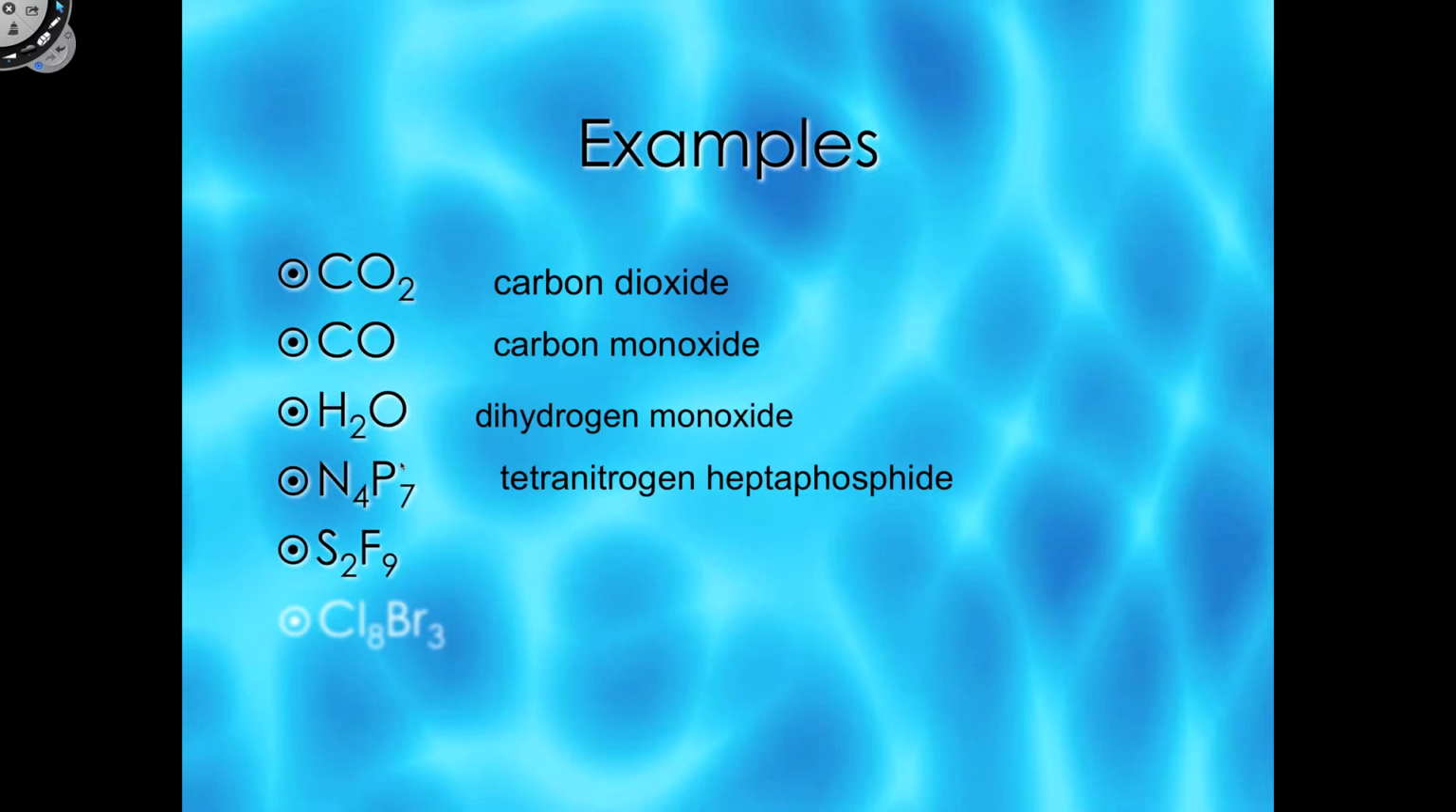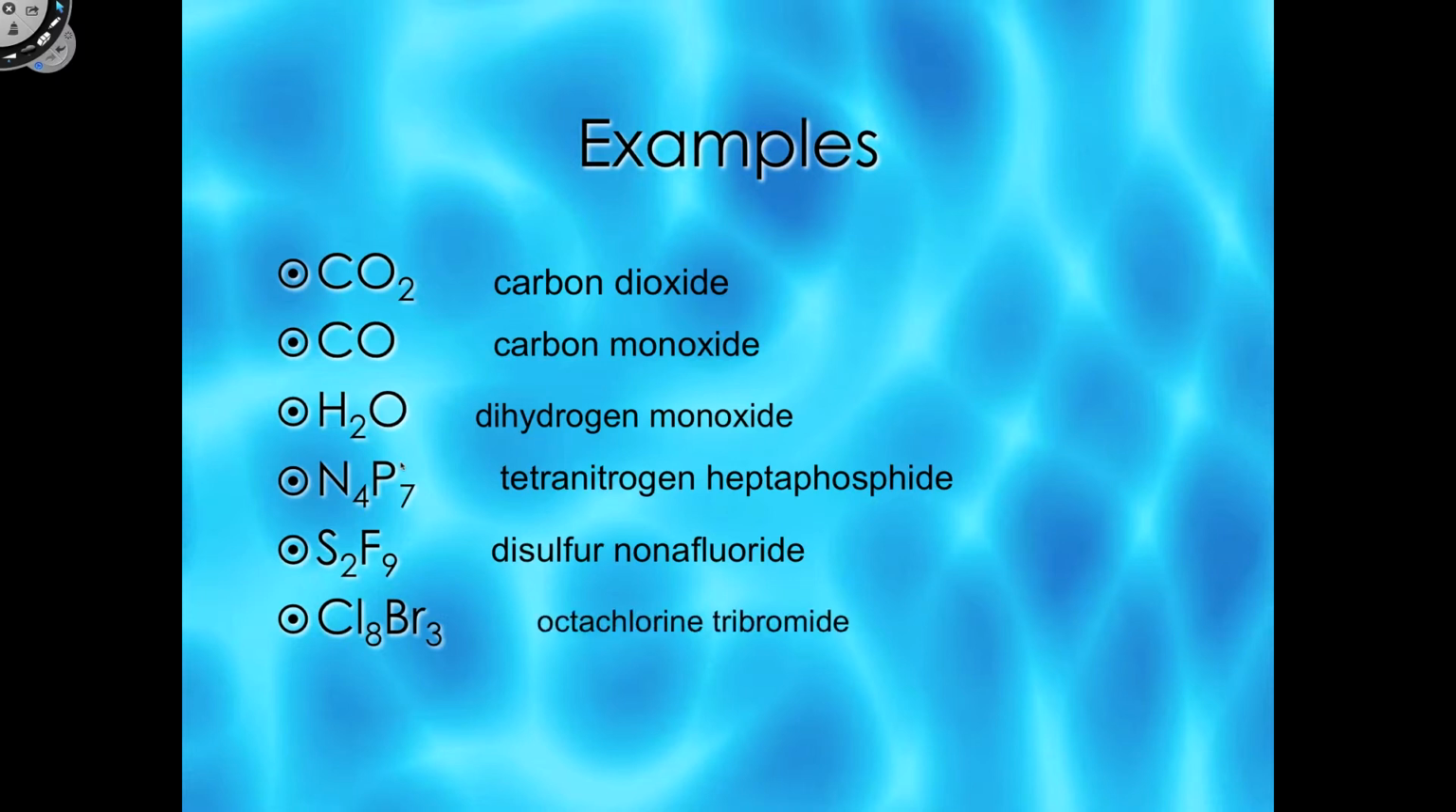Next example, S2F9. We see a 2, so that's di. And then sulfur, we don't change the ending, so disulfur. And then the 9 has a prefix of nona. And fluorine changes to fluoride. So disulfur nonafluoride. And then Cl8Br3. 8 has the prefix octa. Chlorine, we don't change the ending, so octachlorine. Tri is our prefix for 3, and bromine changes to bromide.